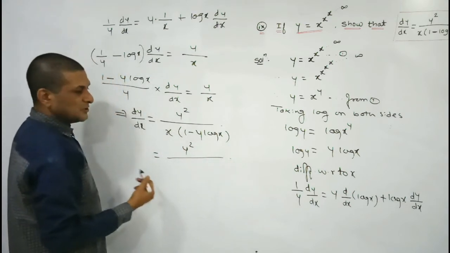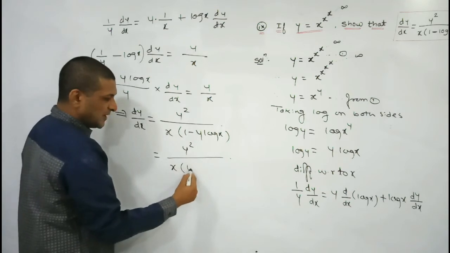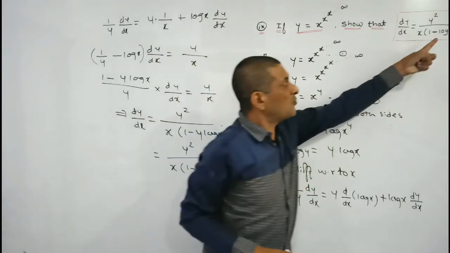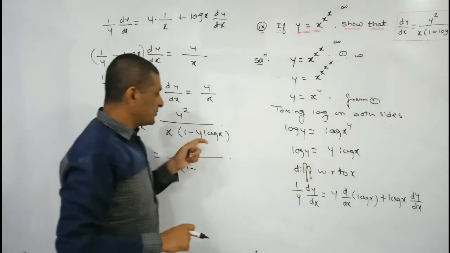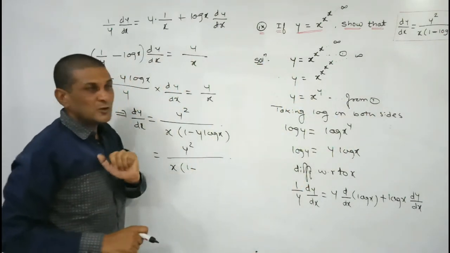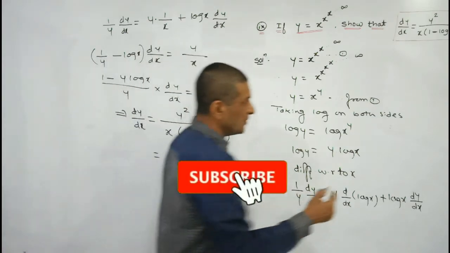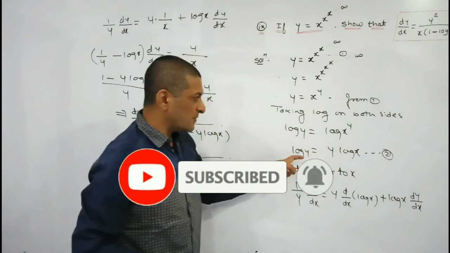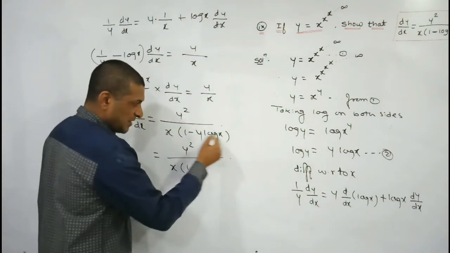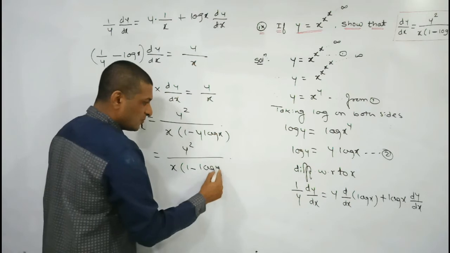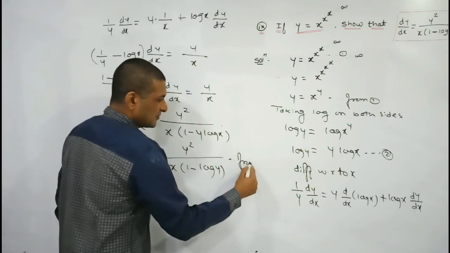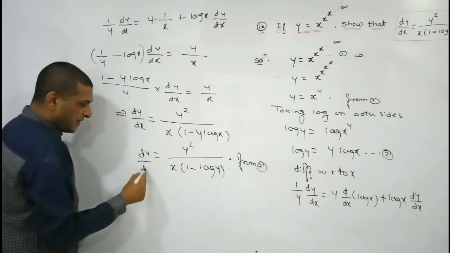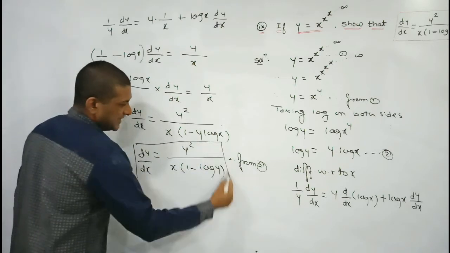So which is equal to, in the numerator y square keep it as it is, and observe the denominator x into 1 minus, but instead of y log x here log y is there, means we can observe that y log x is replaced by what? Log y, and this value we are able to substitute from this equation number 2. Y log x can be replaced by what? Log y, means this y log x we are replacing by log y from equation number 2. In this way we have got required value of dy by dx.